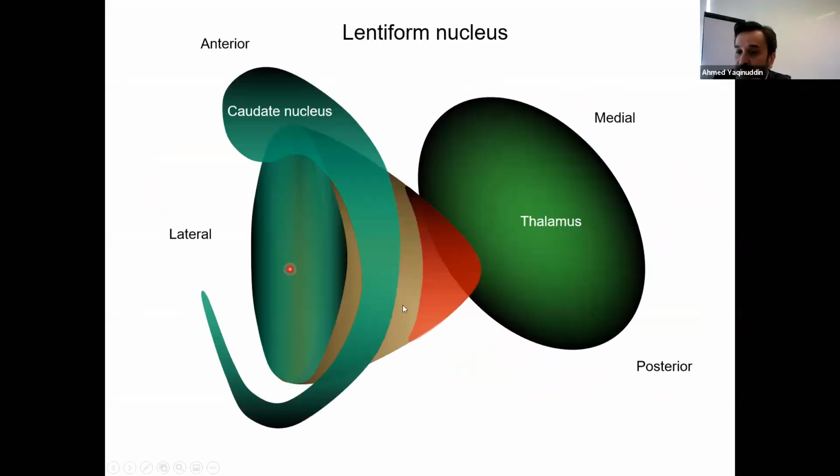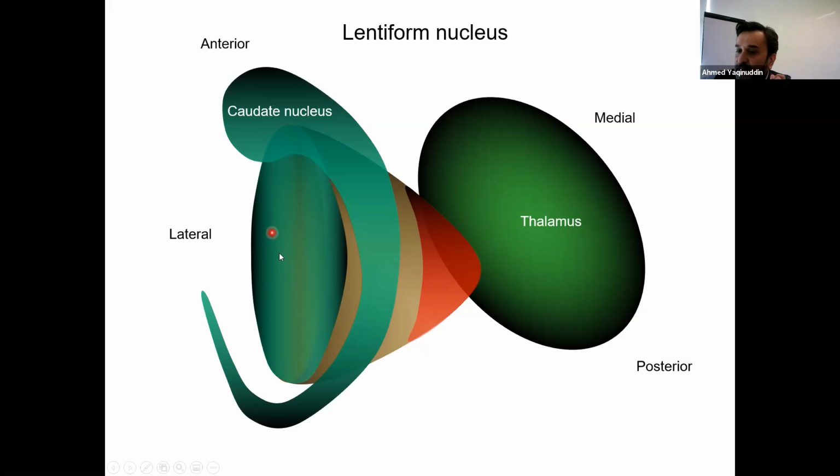And then you have the globus pallidus, which has globus pallidus externa and globus pallidus interna. So this is globus pallidus interna, globus pallidus externa. This is putamen. Caudate and putamen together form the striatum. When you cut a section of the brain, between the caudate and the putamen, you would see striations. So caudate and putamen together are called striatum.